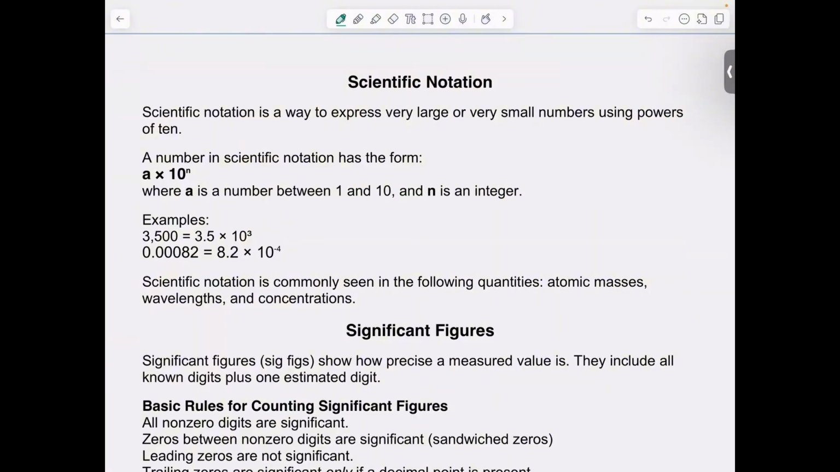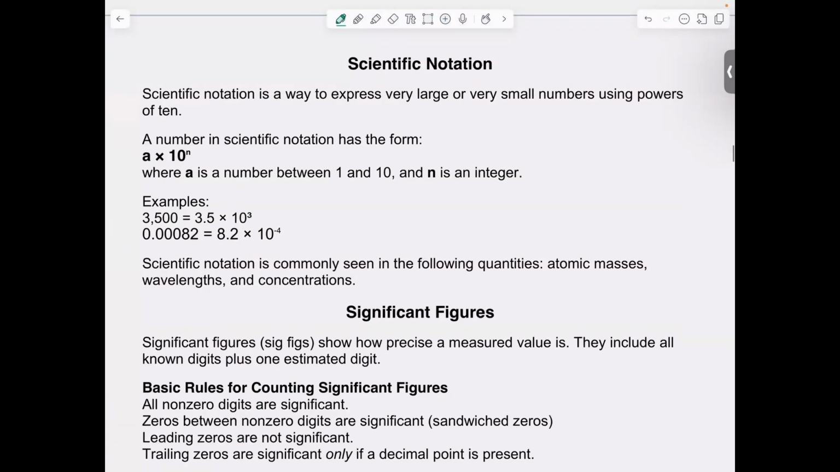And in this particular section, we are going over scientific notation and also significant figures. They sort of go hand in hand.